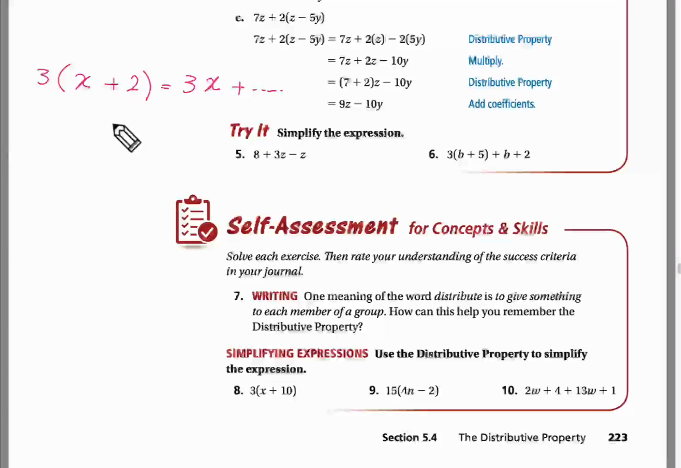Talal? Yes, what is your answer? 3x plus 5. Okay, I understand you, Mustafa. You said 2 because we have 2 here already. But I don't get it. Why is it 5, Talal?